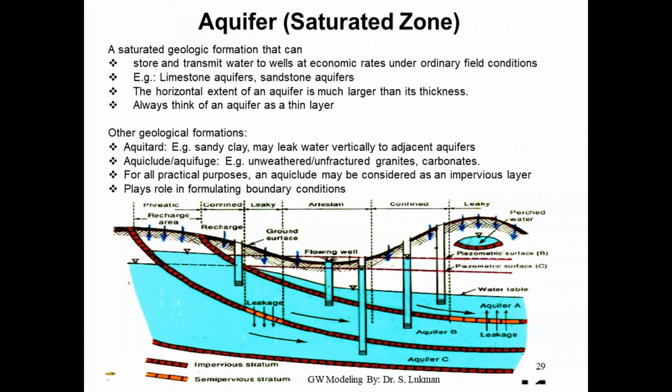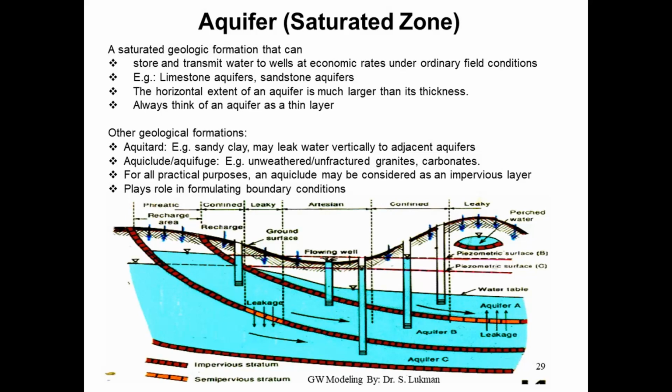We have a saturated geologic formation that can store and transmit water to wells at economic rates under ordinary field conditions. This is like the perfect definition of an aquifer. Okay? It is a geologic formation that can store and transmit water to wells at economic rates under ordinary field conditions, meaning under gravity, without the need of introducing any artificial thing to push it here or there. Okay? It stores water, it holds it like a reservoir, and then it transmits. When you dig a well, it will go inside your well under gravity, and at economic rates, at rates that will be useful to you. Not that you dig a borehole and the yield is not appreciable.